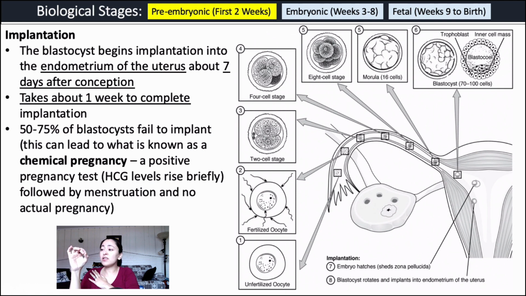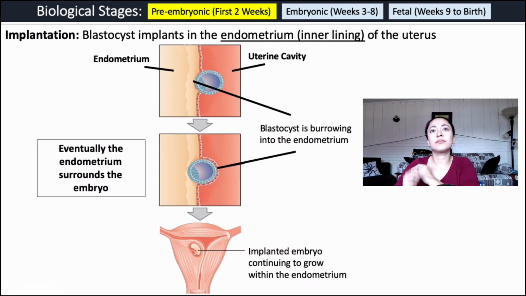So as this blastocyst starts to implant, it starts to secrete HCG. And if you take a pregnancy test before your missed period, you might actually get a positive pregnancy test. And then a couple of days later, you'll get your period and not actually be pregnant. So that's why it's recommended that you wait until you miss your period before you take a pregnancy test, because there's a good chance that you might just be having a chemical pregnancy.